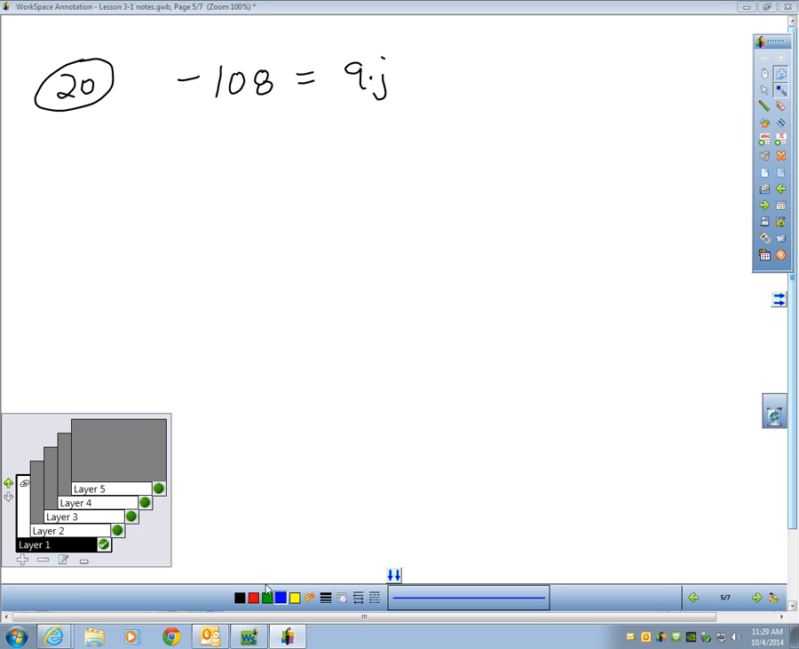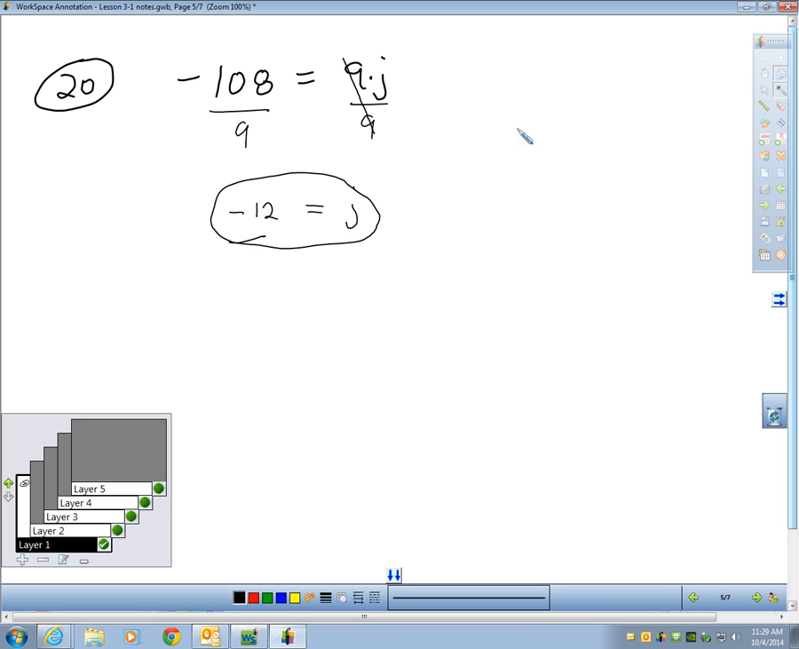So I want to divide by 9. So let's do that. I'm dividing the right by 9 and the left by 9. 9 divided by 9 is 1. So I have 1j on the right, and negative 108 divided by 9, if I'm doing my mental math right, that's negative 12. Okay? So remember, my steps were to write the problem.